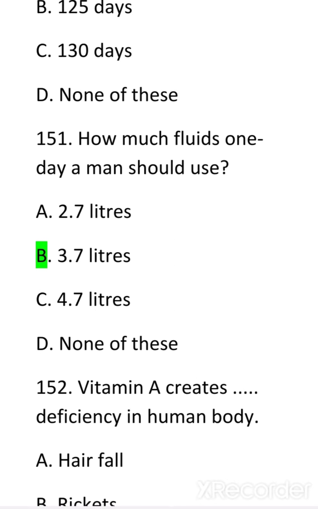Question number 151. How much fluids one day a man should use? Option A, 2.7 liters, B, 3.7 liters, C, 4.7 liters, D, none of these. Correct option is B, 3.7 liters. The US National Academies of Sciences, Engineering and Medicine determined that an adequate daily fluid intake is about 15.5 cups or 3.7 liters of fluids a day for men, about 11.5 cups, which is equal to 2.7 liters of fluids a day for women should use.